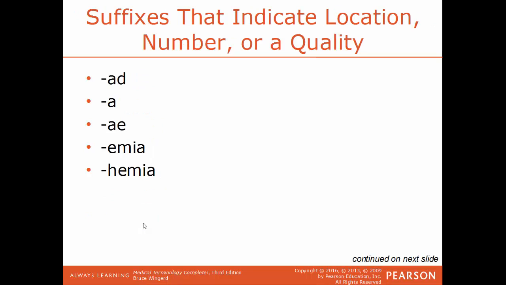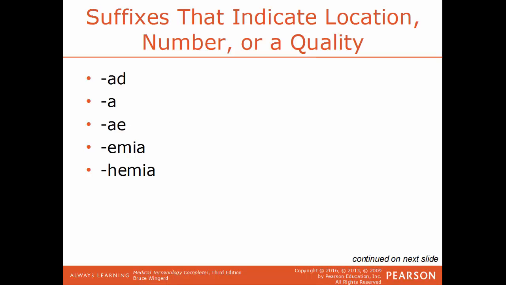Alright, some suffixes that indicate a location or a number or a quality. The first one, ad, that means going toward. The next two go together because they are a reference to Latin terms. The ending of just the letter A is usually a reference to one item. If it ends in AE, it's usually a reference to more than one. That's a pluralized form of this. So terms that end in Latin, you won't just add an S to them. To make it plural in Latin, you will add an E.